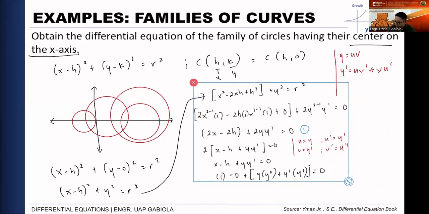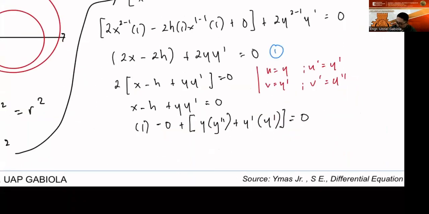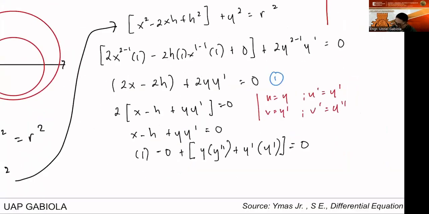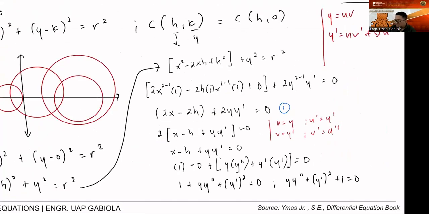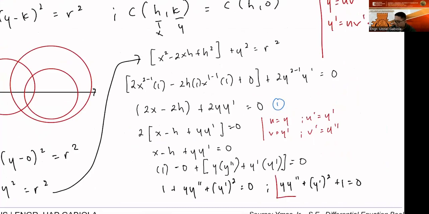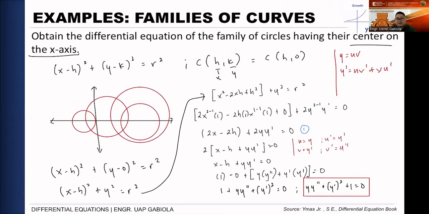Ayan. So ito, pag sinimplify natin, this will be 1 plus, this is y double prime, plus, ito is y prime, so y prime squared yan, is equals to 0. Pag in-arrange natin, that will be y double prime plus y prime squared plus 1 is equals to 0. And this will be our differential equation representing circles having center at x-axis. Okay? So yan yung kailangan natin.